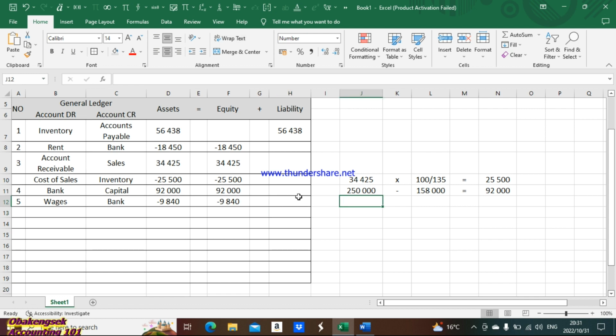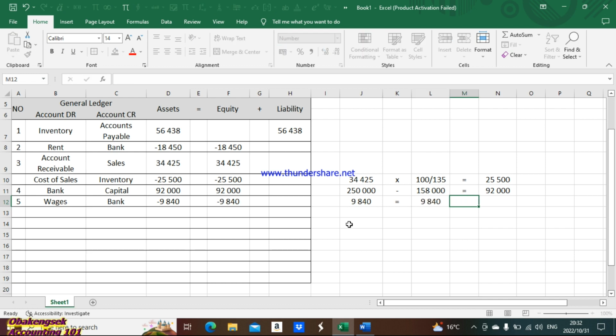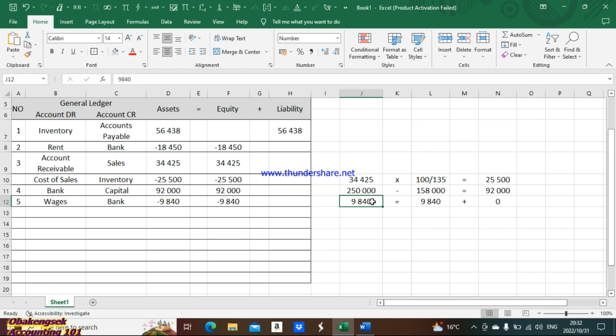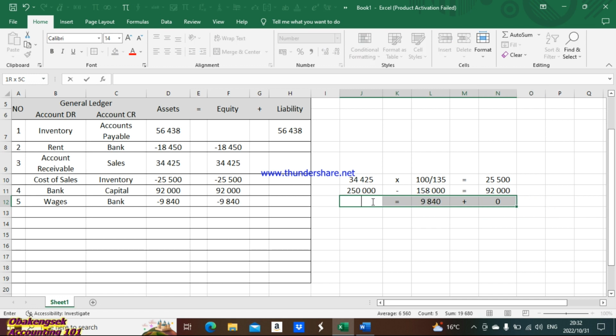So if we were to put this in a math equation, it would be 9,840 is equal to 9,840 plus 0. So in order for this to be equal, when you transfer this 9,840, you're going to say 9,840 minus 9,840 gives you 0. You see, which is why it's a negative and a negative. Okay, we don't need a calculation here.